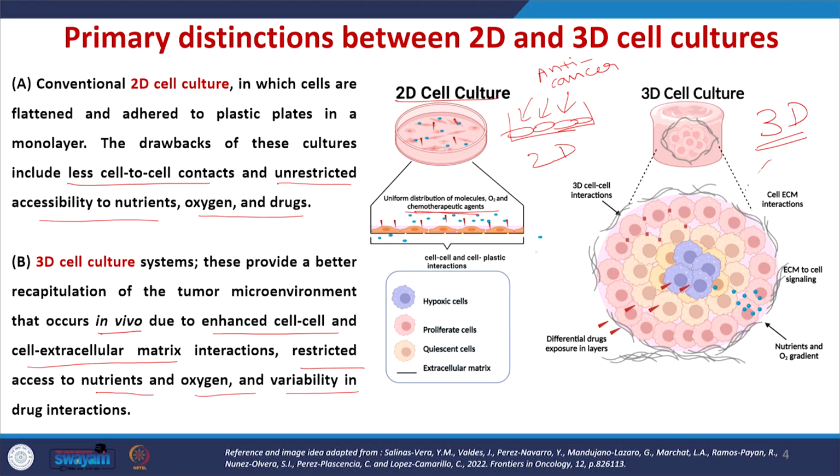But in case of 3D, whenever you add an anti-cancer drug, some cells on the top get the anti-cancer drug and some drug can penetrate and go inside and kill the cells. We will have a differential drug exposure in layers. So, that is why this will closely mimic your in vivo condition. That is why this 3D cell culture is one of the best models for understanding the toxicity of nanomaterials, or if you want to study any test compound, this 3D cell culture can be one of the alternate tools for understanding the toxicity of nanomaterials or any cytotoxic drugs.